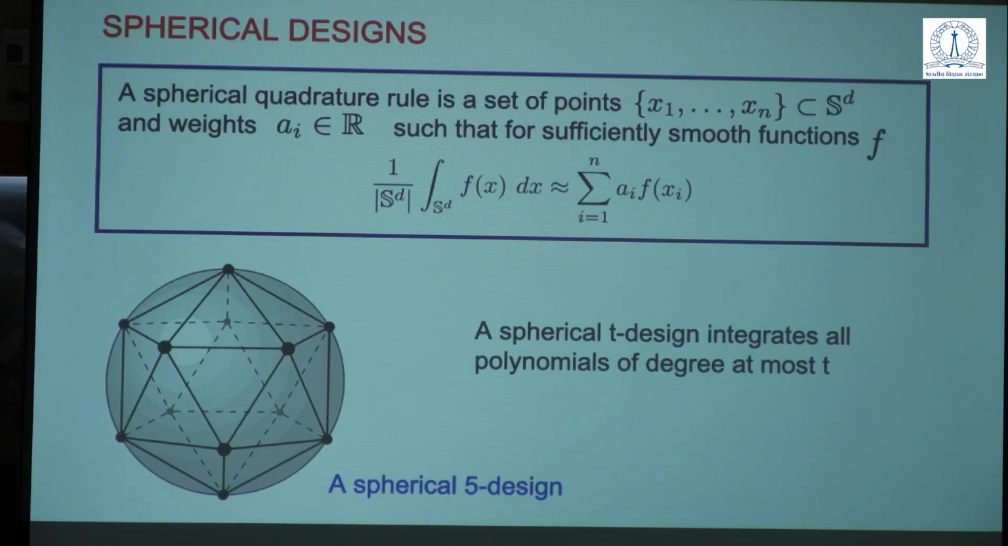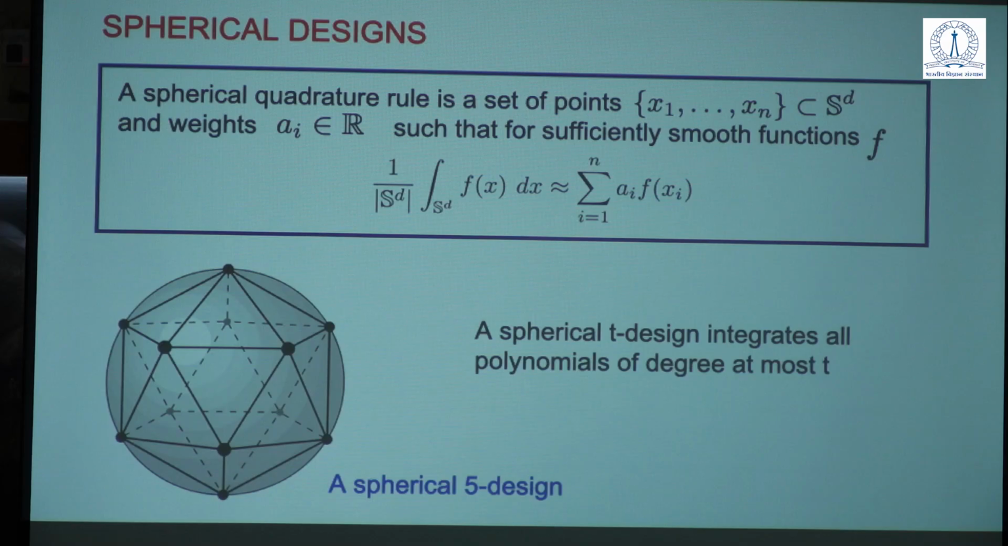Because it's a sphere, you expect these points to be very symmetric. You don't expect some badly placed points with crazy weights. What you expect is a nice configuration of points with uniform weights, just the same weights. Most of the time we can get away with uniform weights if your space is very symmetric, like in this case. So these are spherical designs. People work on this.